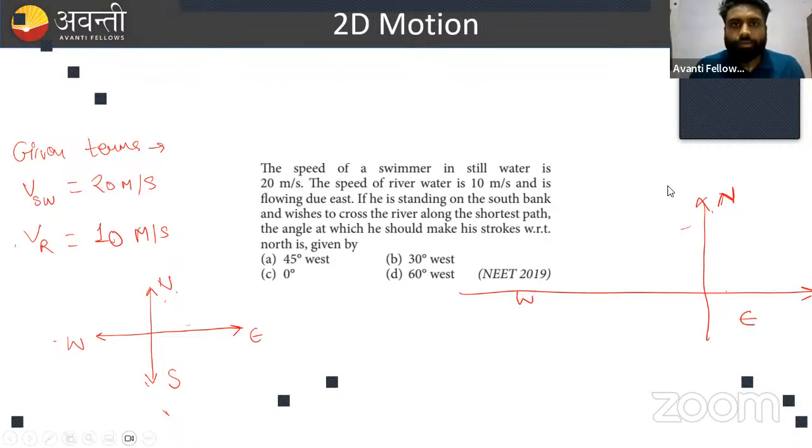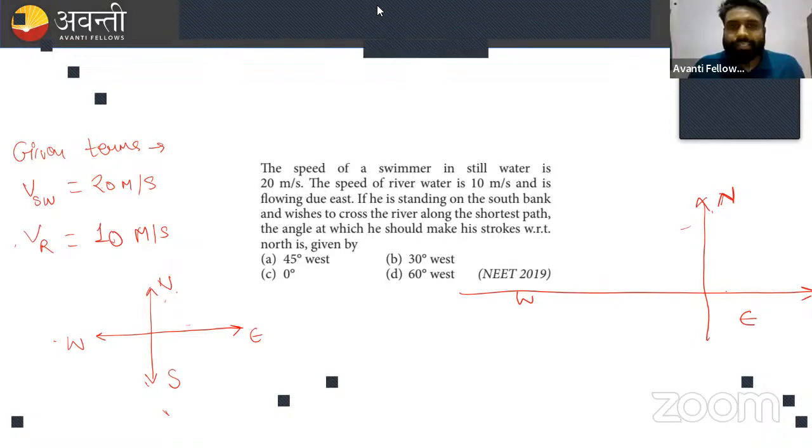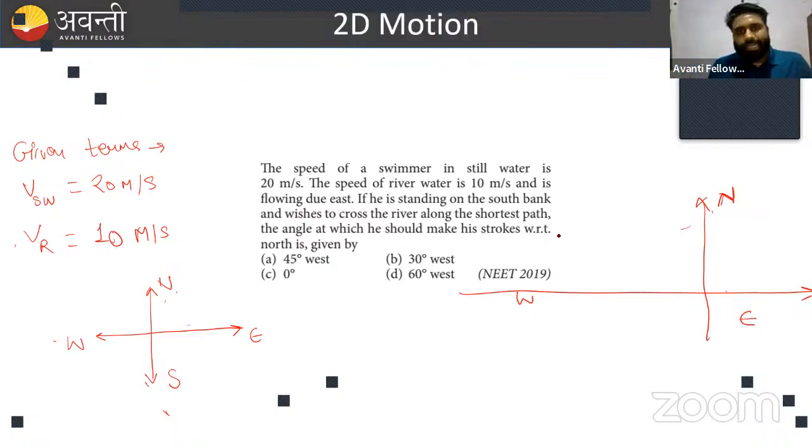Dilip, are you there? Hello, am I audible to you? Yes, sir. Okay, so try to read this question. I am going to solve this directly. I have read it.